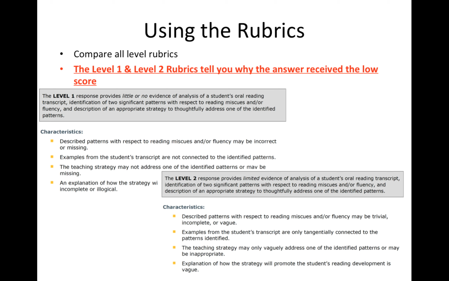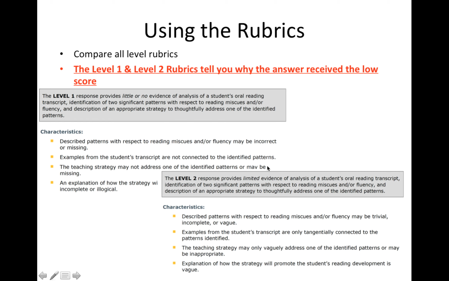Using the rubrics, this is what I was telling you. Level 1 and Level 2 tell you why the answer received a low score. And if you look at this, you can see here that the patterns that they identified were incorrect or missing. The examples from the transcript were not connected to the pattern. Down below this, in the Level 2 rubrics, you've got to really watch Level 2 rubrics because remember, 2.75 is certification level, but anything below that is not. So please do not just look at the Level 3 and Level 4 rubrics. Use these rubrics to help you understand why people get lower scores, okay?